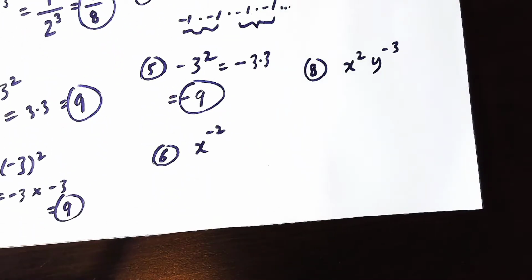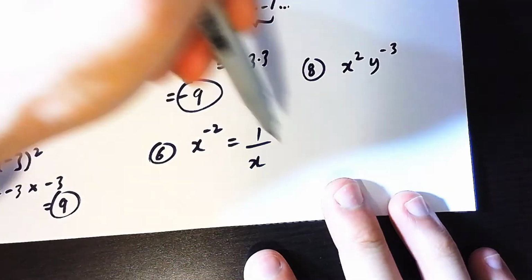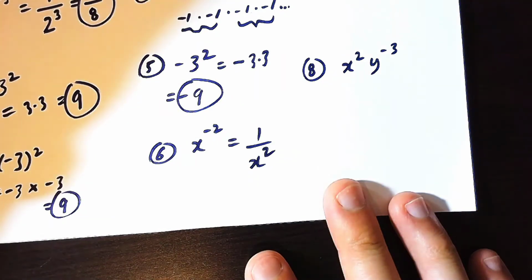So number 6, we have a negative exponent. The rule is we go 1 over that same base to the positive version of that exponent. And that's not so bad.